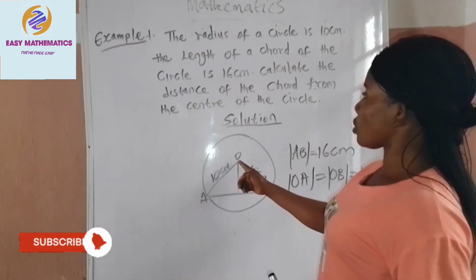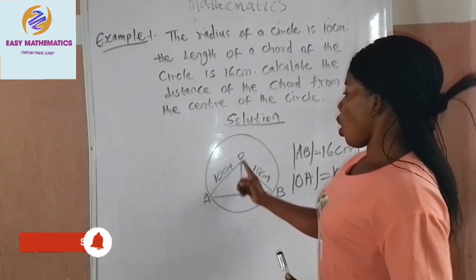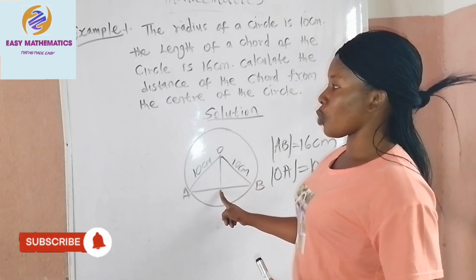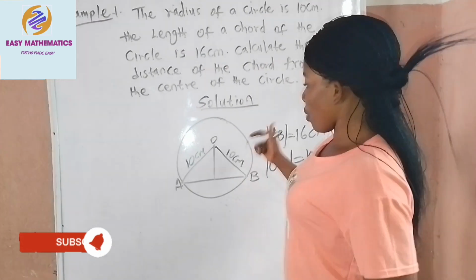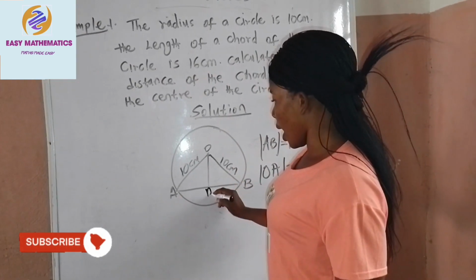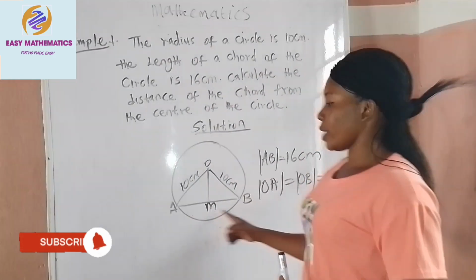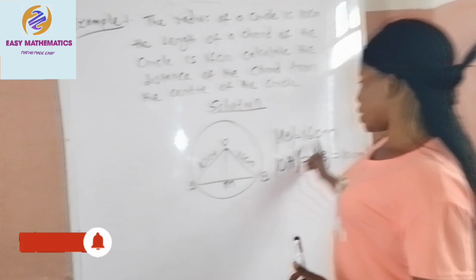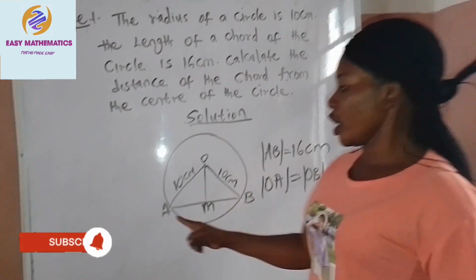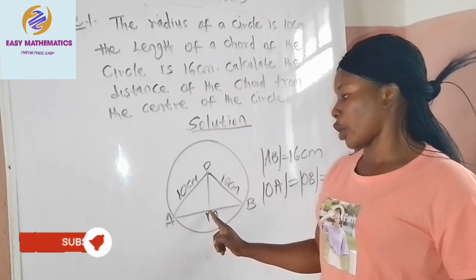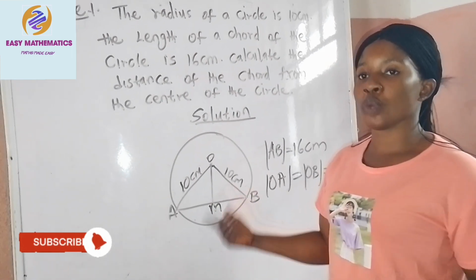And then we are asked to find the distance of the chord from the center. That is the distance from this center to this point. That is what we are looking for. Now here, let's call it M. Remember that the length of our chord is given as 16 cm. But we need to get AM. We need to get from this point to this place. So how do we do it?